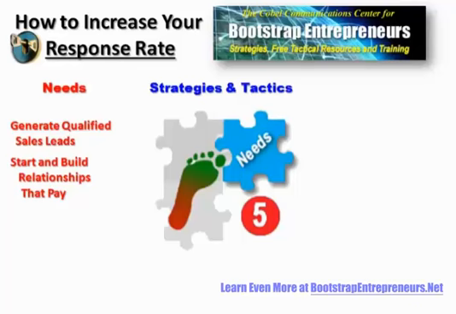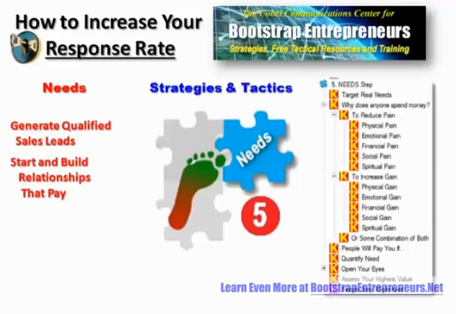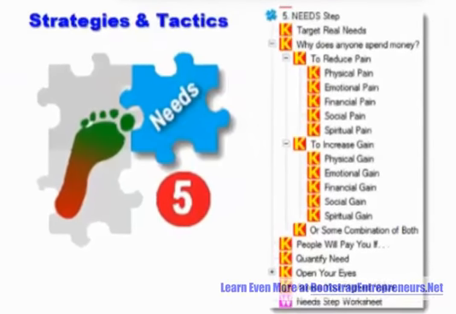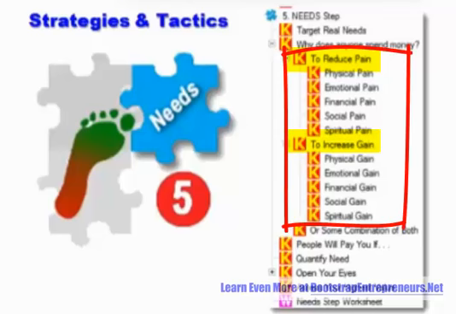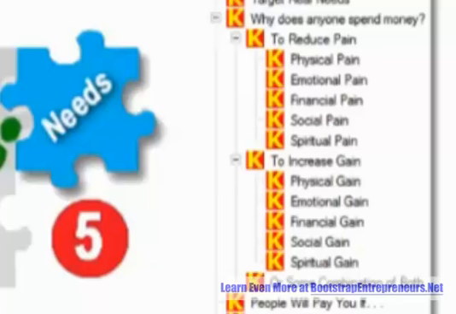The needs step training is a very important step because it will greatly expand your understanding of what motivates people to spend their money. So why do people spend money anyway? Well, at the most basic level, they spend money to reduce their pain, increase their gain, or some combination of both. What kind of pains and gains motivate people to spend their money? Well, typically, they are physical, emotional, financial, social, and spiritual.